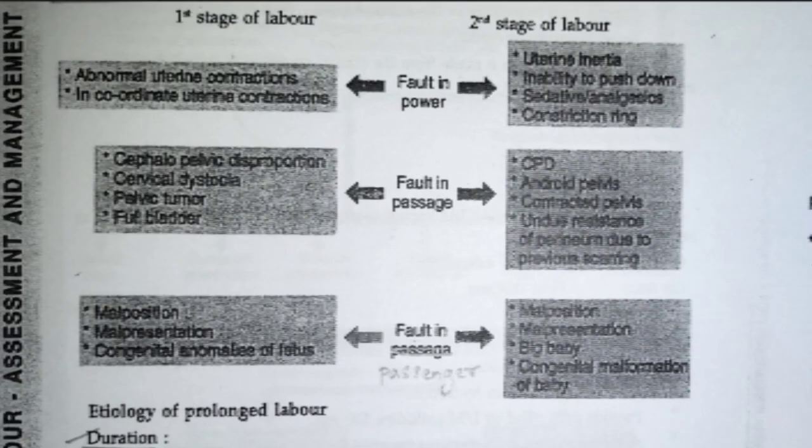How prolonged labor occurs is generally based on these three things. First is power. Based on the woman's power, she should apply force at the time of delivery. Even based on that, the delivery process will be affected.